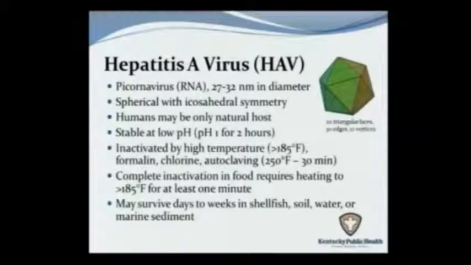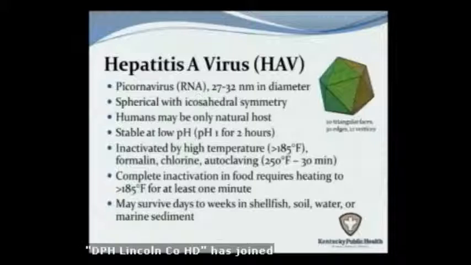So a little bit of background information about the hepatitis A virus. It is a picornavirus. Its genetic material is RNA instead of DNA. And the virus is about 27 to 32 nanometers in diameter. It's very, very small. And it is spherical with an icosahedral symmetry, which an icosahedron is this picture there on the slide.